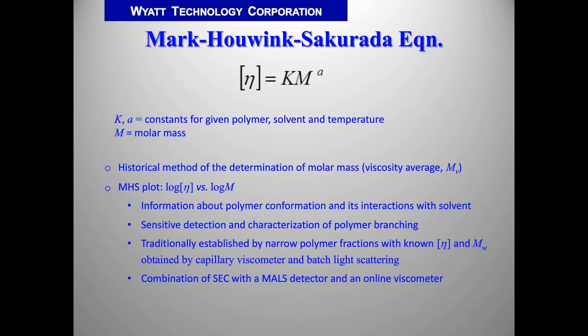And traditionally, the Mark-Houwink-Sakurada plot was obtained by polymer fractionation, typically using precipitation fractionation. So the polymer was separated into 10 to 15 fractions that were narrower compared to the original polymer. And then the fractions were characterized by capillary viscometer to get intrinsic viscosity, and by membrane osmometry or preferentially by static light scattering to get weight average molar mass. And it typically required several weeks to get the plot for one sample.